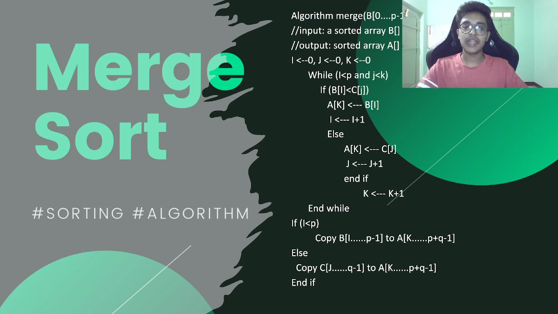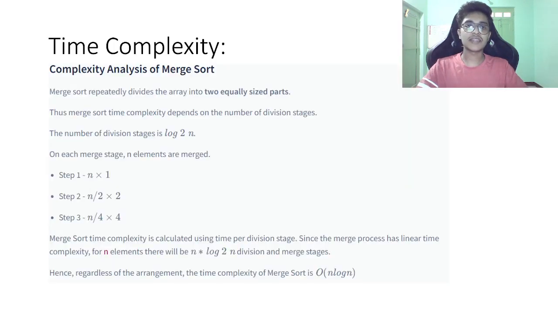Next is the end of the while loop, and here another if is given, where if I is less than P, you copy the content of B from I to P minus 1 to A from K to P plus Q minus 1. Else, you copy the content of array C, that is from J to Q minus 1, to array A from K to P plus Q minus 1. So this is the end of this if, and this is the algorithm for merge sort. Moving on to the next slide, we have the time complexity for merge sort.